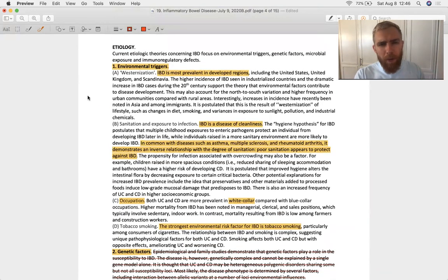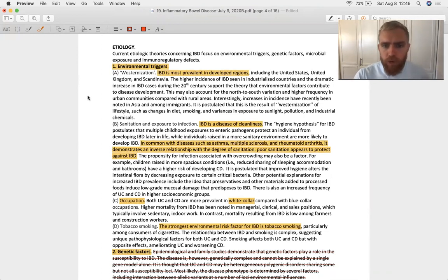Back up to environmental triggers. These aren't causative agents, but rather things that kind of speed up the autoimmune progression a little bit. Developed countries have higher incidences of IBD. It's a disease of hygiene. It's a disease of cleanliness, similarly to asthma, many atopes, which are specific allergies, and multiple sclerosis, rheumatoid arthritis.